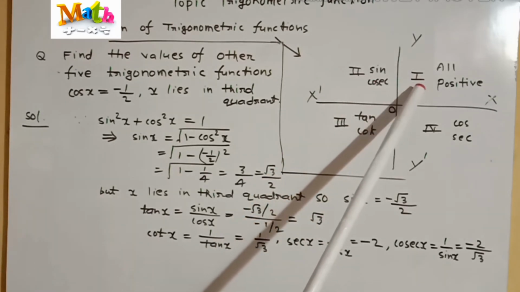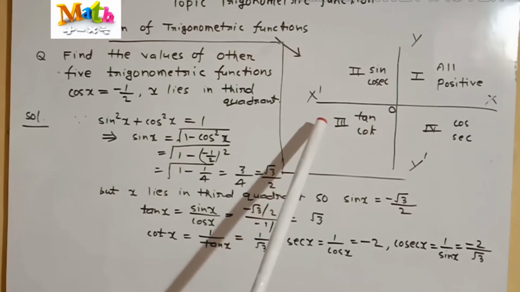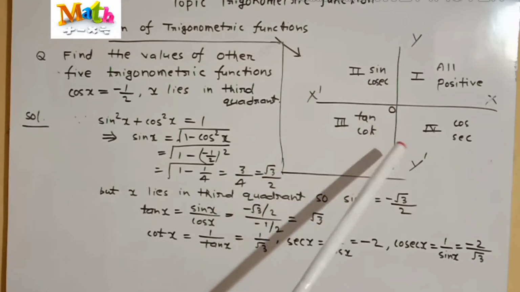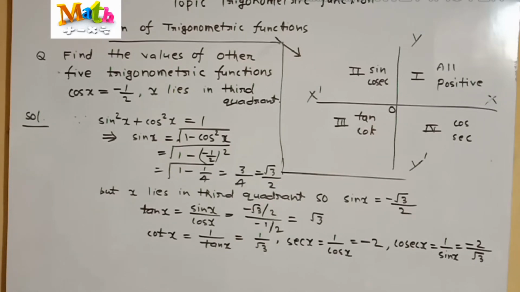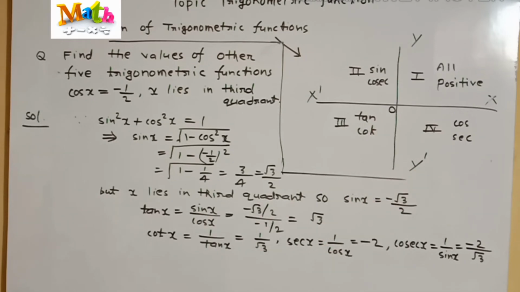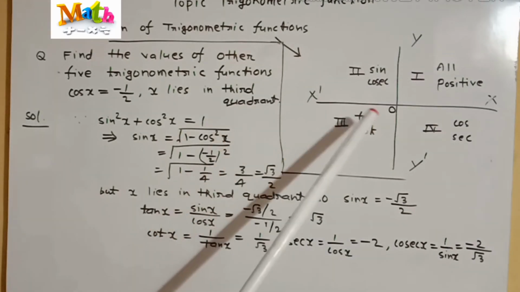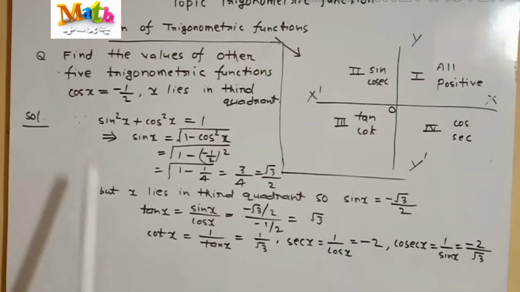In the first quadrant you have to remember that all the trigonometric functions will be positive, and in the second quadrant, that is YOX', sine and cosec will be positive. In the third quadrant, X'OY', only tan and cot, these two functions, will be positive. And in the fourth quadrant, cos and sec, these two trigonometric functions will be positive. So using this sign of trigonometric functions by the figure, you can solve various questions.